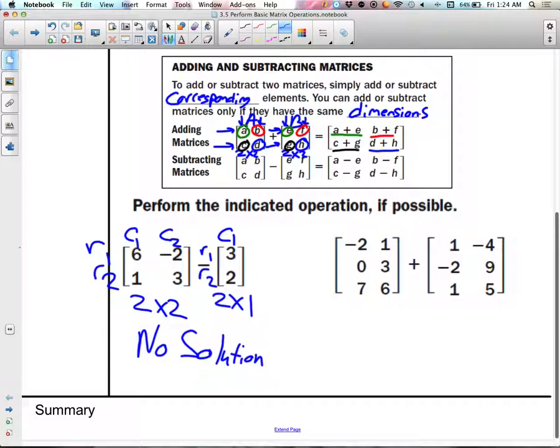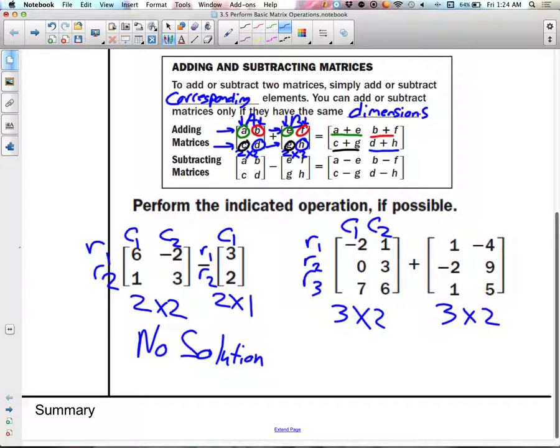In the next example, we have a matrix with 3 rows and 2 columns. So here's row 1, row 2, row 3. And this would be column 1 and column 2. So it's a 3 by 2. If you look at the other matrix, it is also a 3 by 2. So these two have the same dimensions, we can add them together.